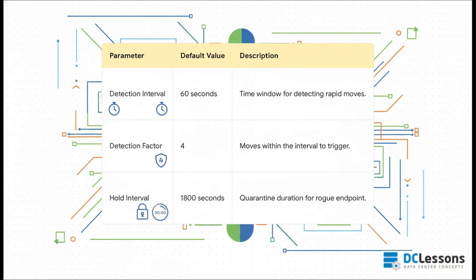You can tune the detection interval, that's the time window for watching. You can set the detection factor, how many moves it takes to set off the alarm, which is 4 by default, and you can configure the hold interval, which is how long the endpoint stays in quarantine. The default is 1800 seconds or 30 minutes.